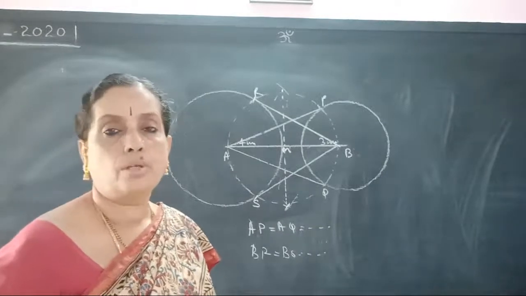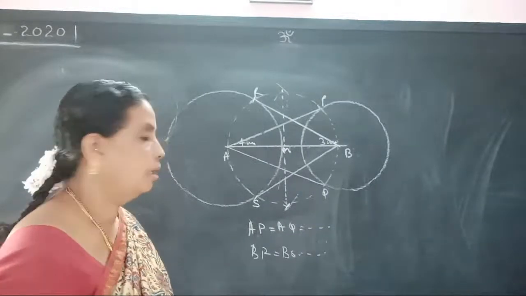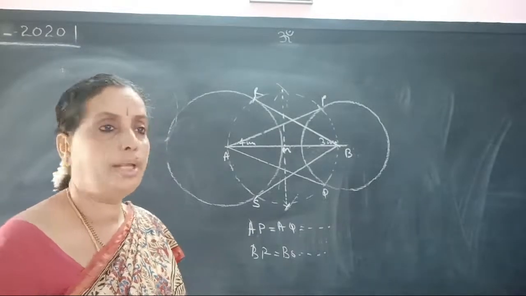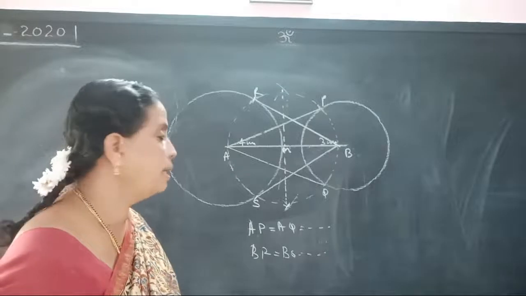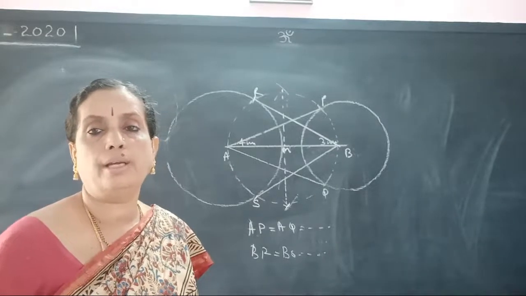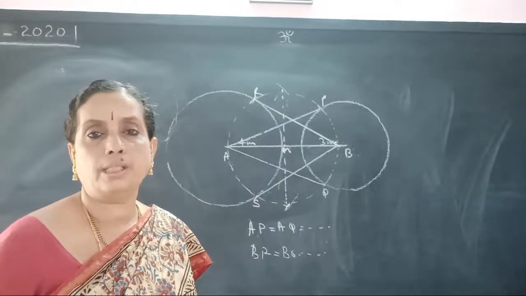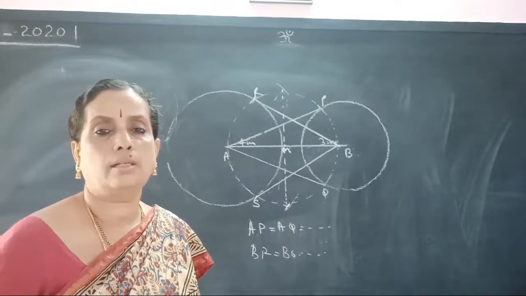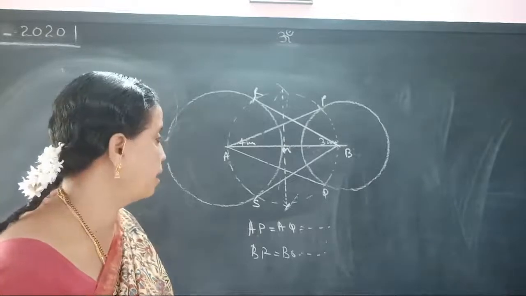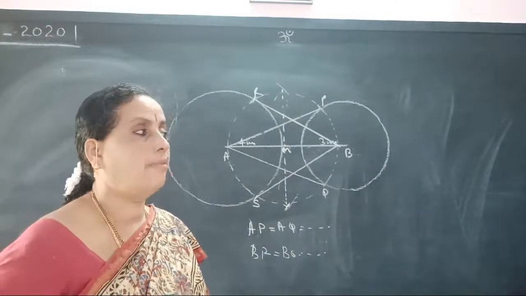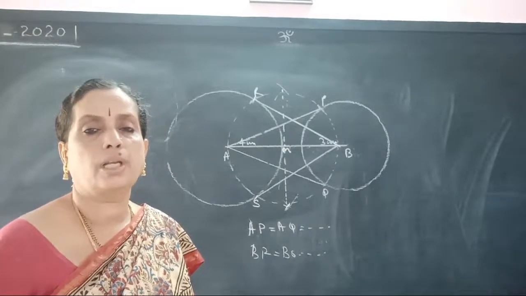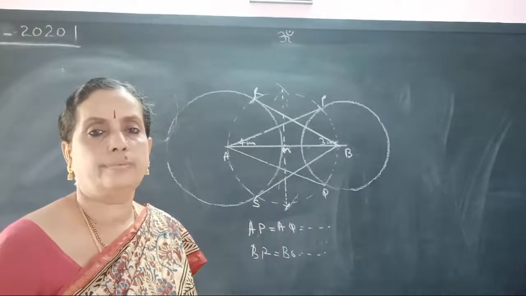Next step, join AP, AQ, measure it. Next step, join BR, BS, measure it. They are the required pair of tangents to the circle. Yes, it should be 7.57. If it is having the same measure for each pair, your construction is correct. Good.